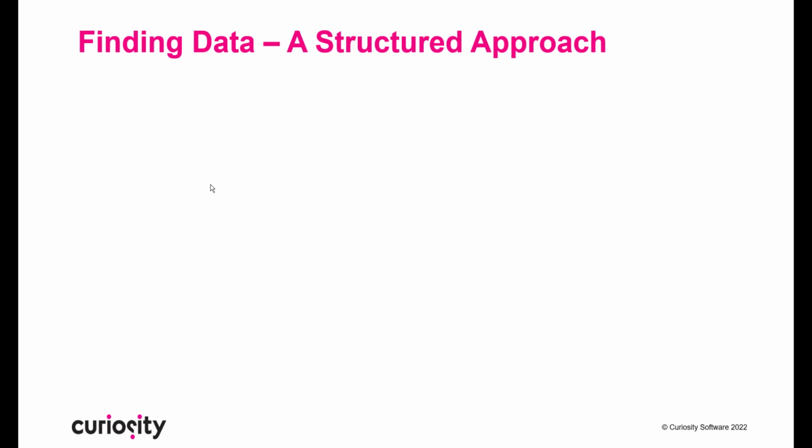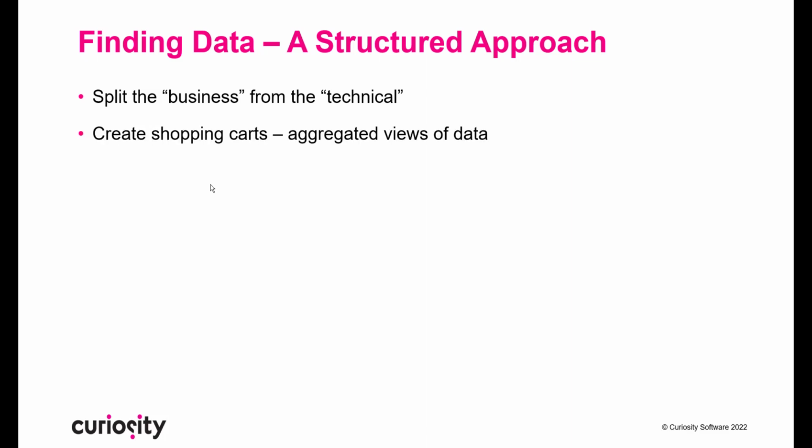So let's use a much more structured approach to being able to find and then make data. So the first thing to do is to split the business from the technical. So by the business, I mean the standard business terminology that users are familiar with, the technical, which is the detailed implementation of how the data is stored inside databases and files. You create shopping carts, which are aggregated views of the data. As extra business attributes appear, you just add them in. The point here is that you don't need to solve everything at the beginning.